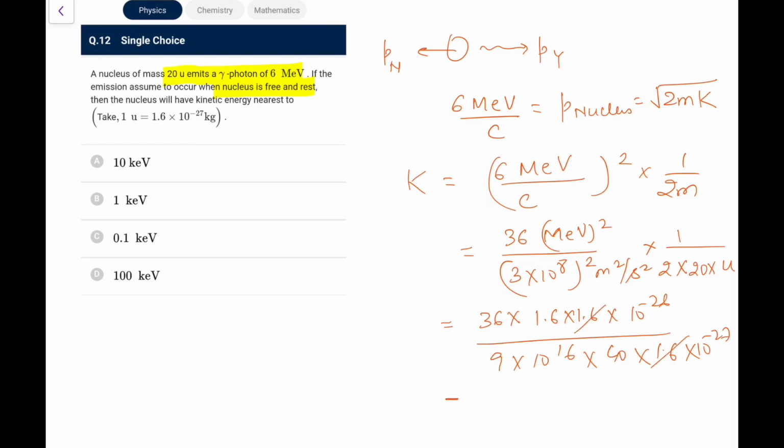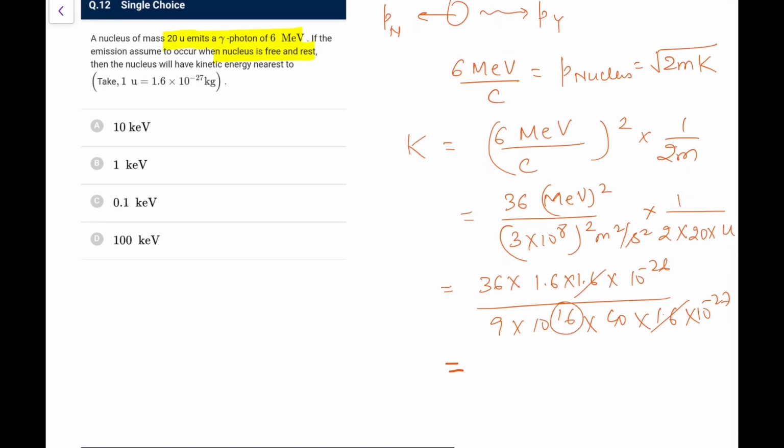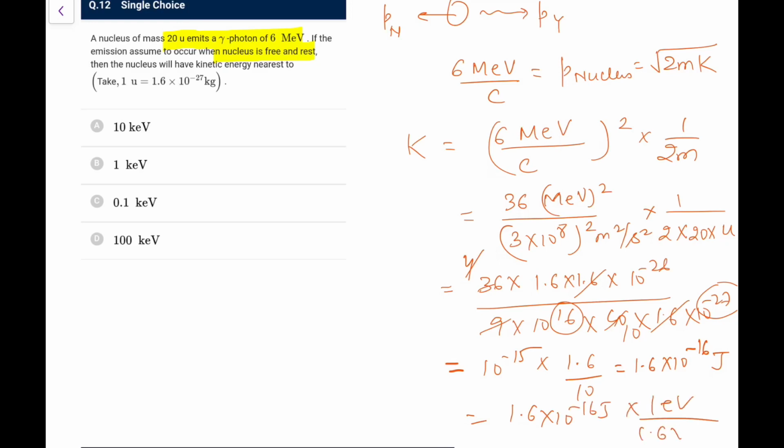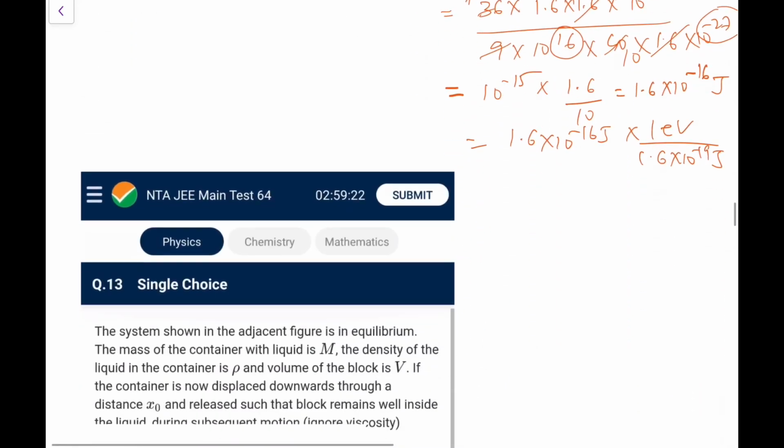So what we have, 16 and 27 and 16, what we can have is 11, and 26 minus 11, that is 10 to the power minus 15, into 1.6 upon 10, so basically 1.6 into 10 to the power minus 16 joules. To convert into eV, you can directly write 1.6 into 10 to the power minus 16 joule, and 1 eV is 1.6 into 10 to the power minus 19 joule. So it is coming out as 10 to the power 3 eV, that is 1 kilo electron volt. You can make it out. So just a calculative one, but you can do it.